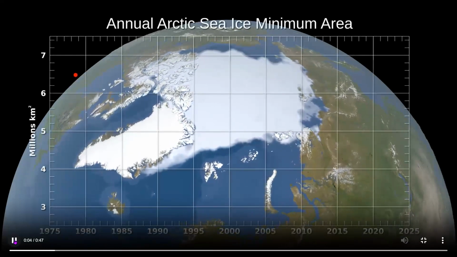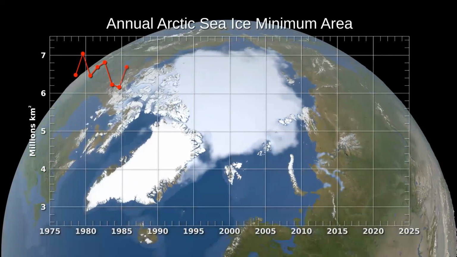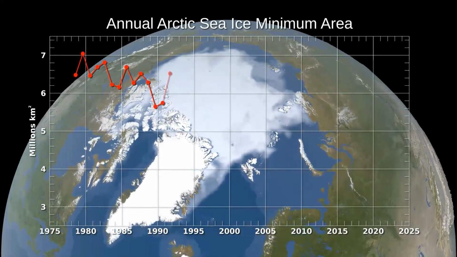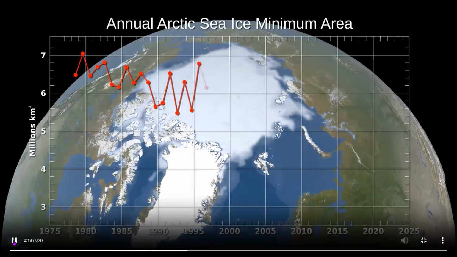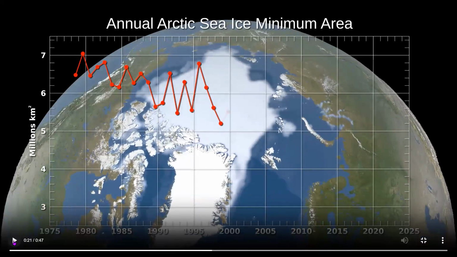So this is comparing the lowest, smallest amount of sea ice each summer, which is at the end of summer. So I'm going to pause it right here, and we'll go over again what this means. In 1979, there was about 7 million square kilometers at the point when the sea ice was smallest.